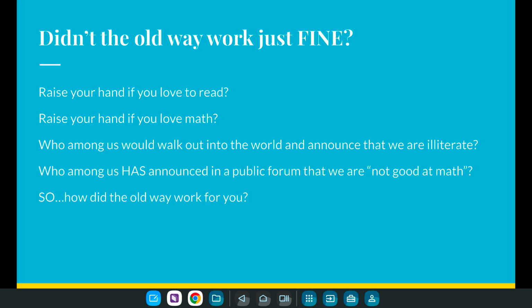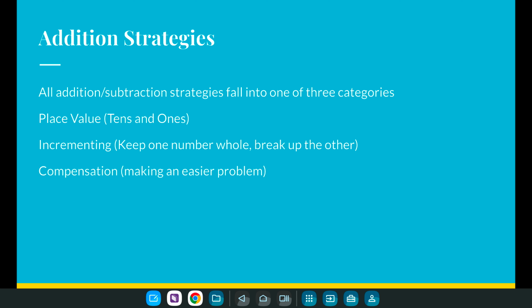And we don't want to make that a legacy for our kids. We want our kids to think that they can do anything. So I often ask people who say to me, didn't the old way work just fine? What's your relationship like with math? And often the response is that they don't love it. And so I would argue that the old way maybe didn't work for you. So we're going to try and change some things in elementary school.